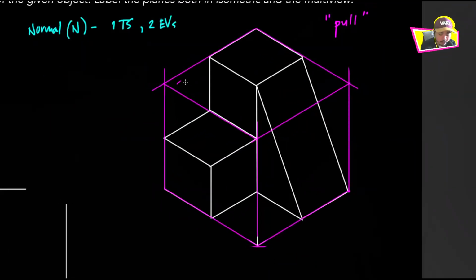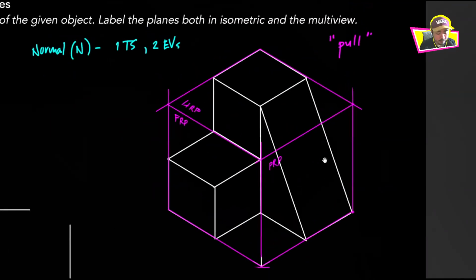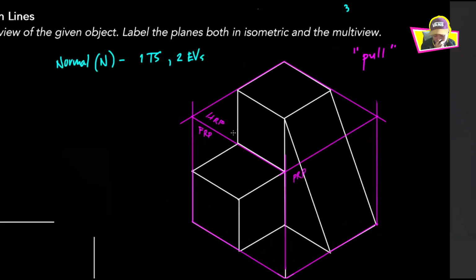Whatever is projected towards this top plane, this is HRP. Then here, this is FRP. And on the right side, we have PRP. Okay, so let's go back to the relationships. I've mentioned there are three. The first one is normal. It has one true size and two edge views. This is when a plane is parallel to a reference plane. So I can imagine this is normal, parallel to HRP.